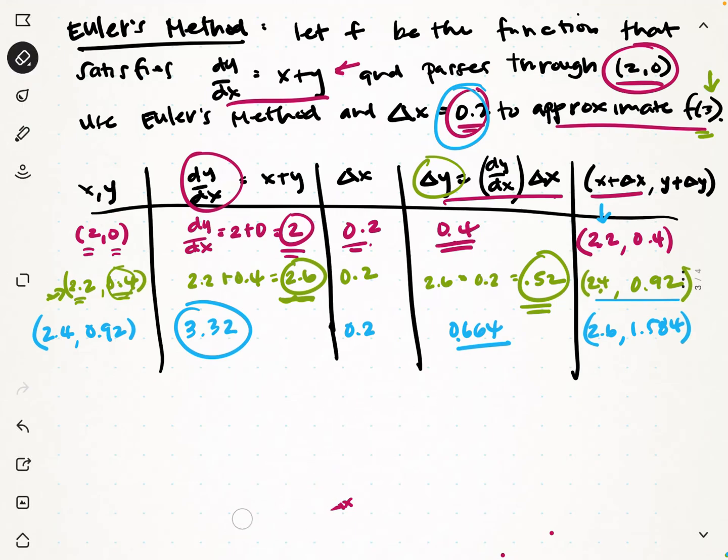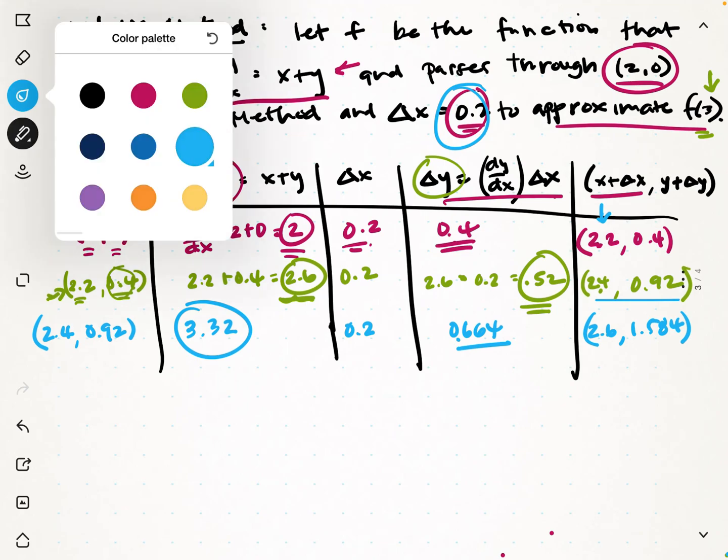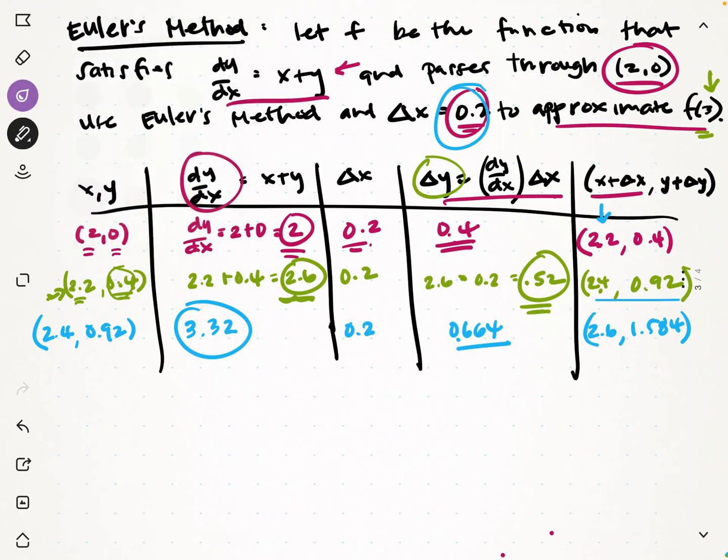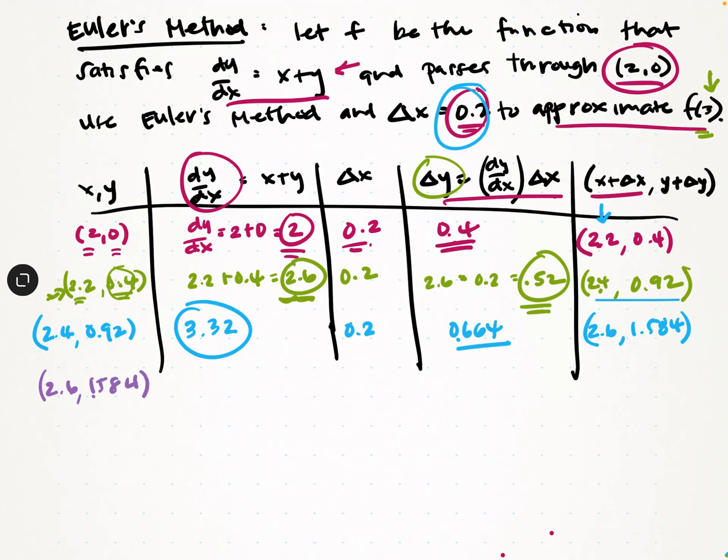Okay, let me erase this bottom because I think we're running out of room. Okay, so we take our 2.6, 1.584. We repeat the process. So x plus y is going to be 4.148.